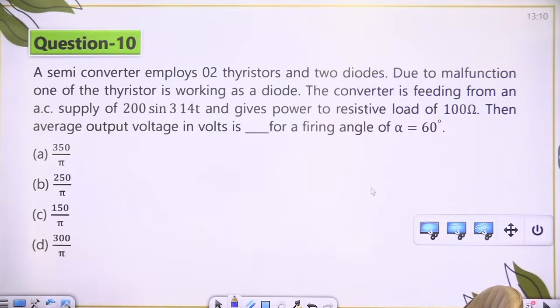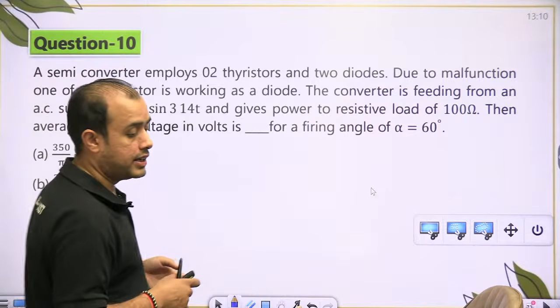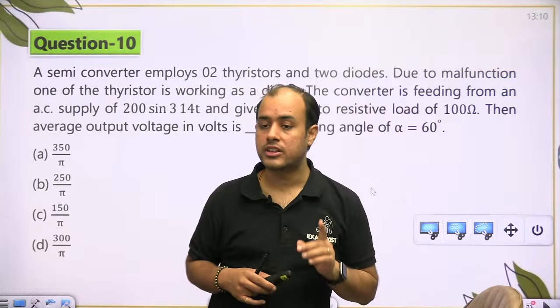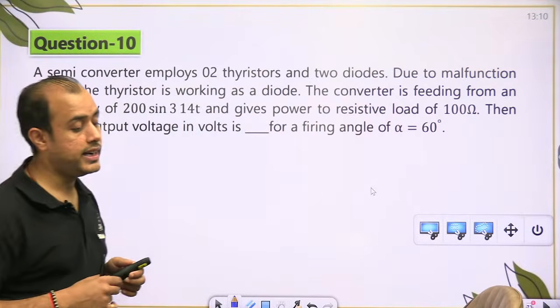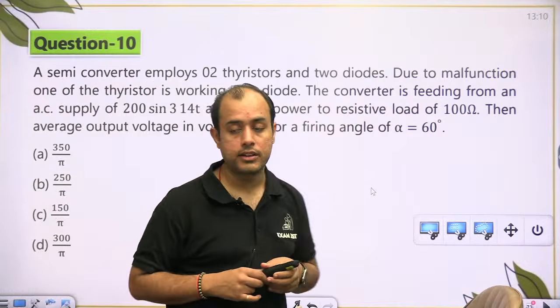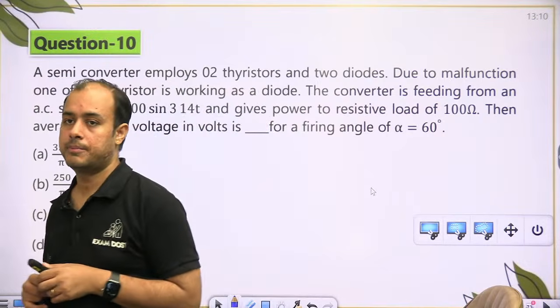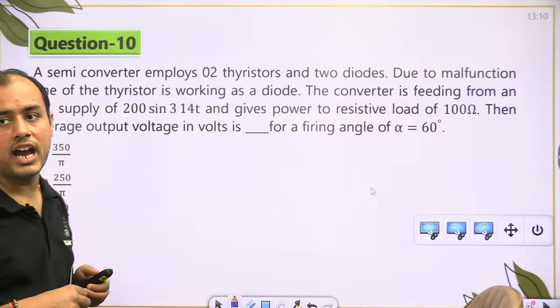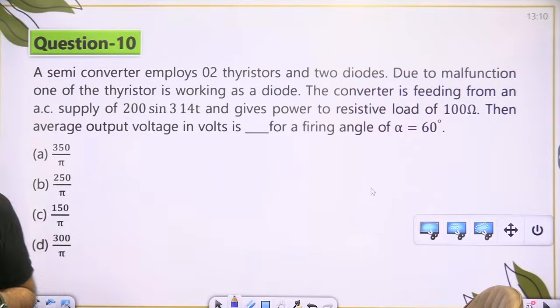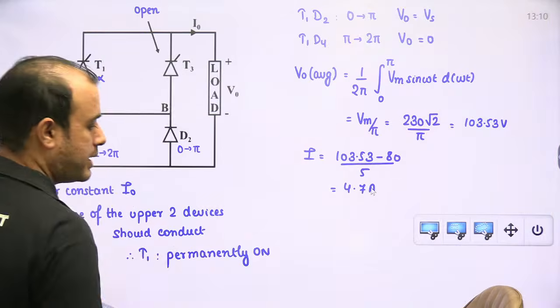चलिए next. A semi-converter employs two thyristors, two diodes. Due to malfunction, one of the thyristors is working as a diode. Now, it is feeding power to a resistive load. What is the average output? So, one of the thyristors is working as a diode. So, basically, now you have three diodes and one SCR. तो देखो ये वाला भी मैं कराता हूं.